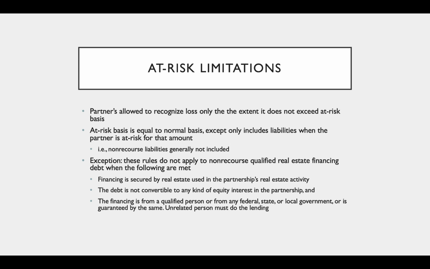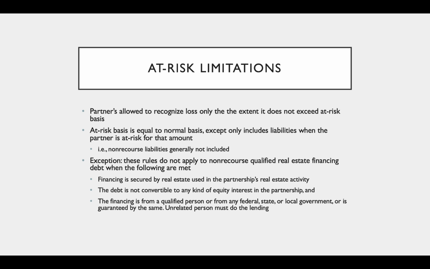The code also imposes 3 further limitations on the risk of losses for partners from their partnership interests. The first is at-risk limitations. This is going to touch on the non-recourse liability. So partners are allowed to recognize loss only to the extent it does not exceed their at-risk basis. And their at-risk basis is going to equal the normal partnership basis, except it's only going to include liabilities when the partner is at risk for that amount. So the at-risk basis will not include non-recourse liabilities because the partners are generally not at risk for that.